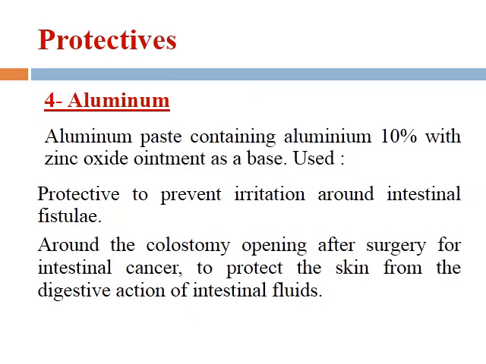The fourth is aluminium paste, containing aluminium at 10% in a zinc oxide ointment, and it is used as a protective to prevent irritation around the intestinal fistula and also around the colostomy opening after surgery in the case of intestinal cancer, and to protect the skin from the digestive action of intestinal fluid.